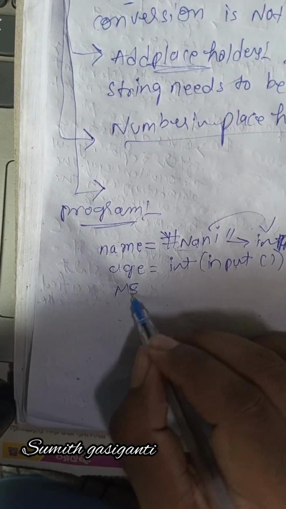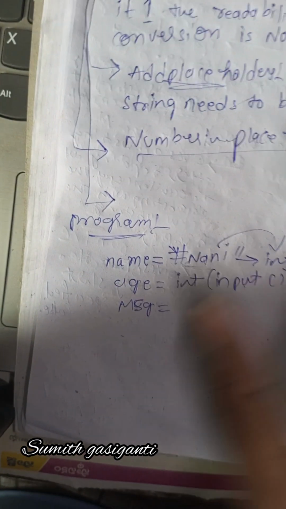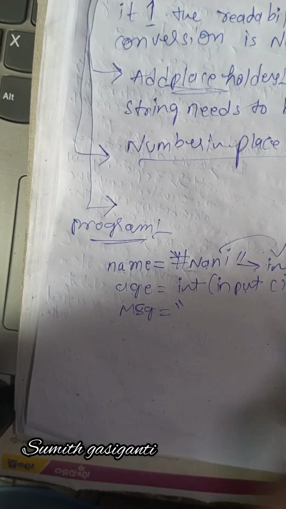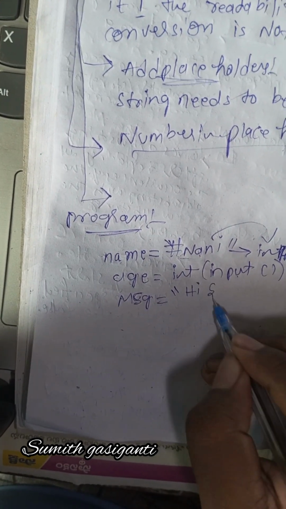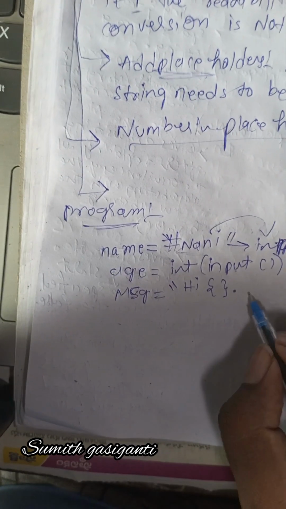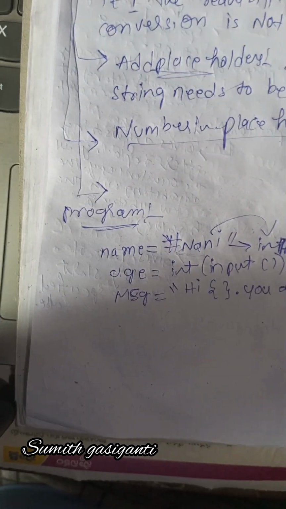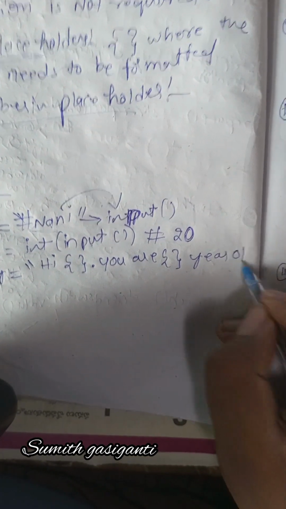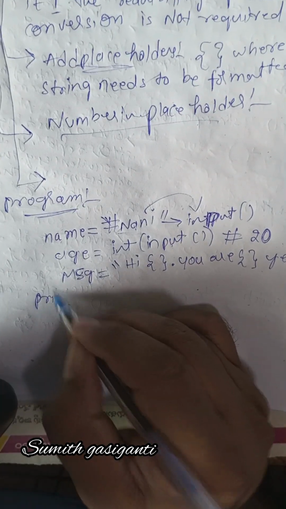I want a message. Which type of message? According to the add placeholder I am writing. See, I am using a string here, starting with the string: Hi, brackets placeholder, you are, again brackets, years old.